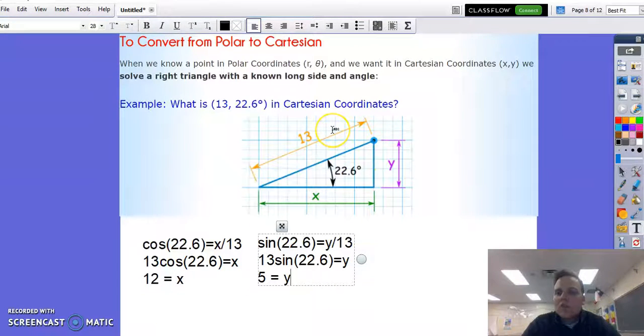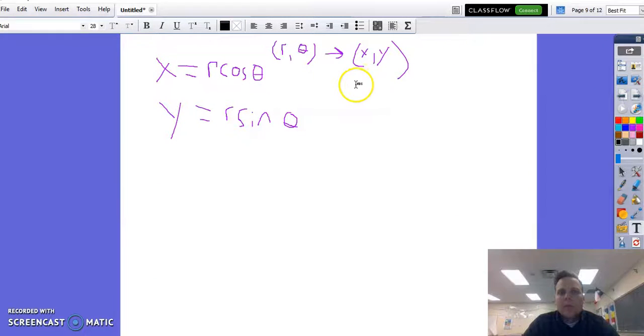And I just used all this stuff I've known before. It was no new information. But let's say you don't want to think about old information and you want to just get some formulas to memorize. Here you go. X equals r cosine theta, y equals r sine theta. So if you have a polar point, r theta, and you're trying to convert it to a Cartesian point, x, y, you can simply say x equals r times cosine theta, y equals r times sine theta.